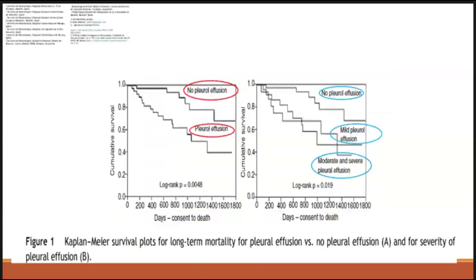Whatever the cause, they have found that if a patient has pleural effusion in CKD, their prognosis is poor, whatever the underlying diagnosis is. So we can see this Kaplan-Meier curve where patients who don't have any pleural effusion survive better than patients who are having pleural effusion due to any cause. So pleural effusion is a bad prognostic marker in patients with CKD. And at the same time, it also depends on the size of the pleural effusion. The larger the effusion, the poorer the prognosis. So it has prognostic implications as well.